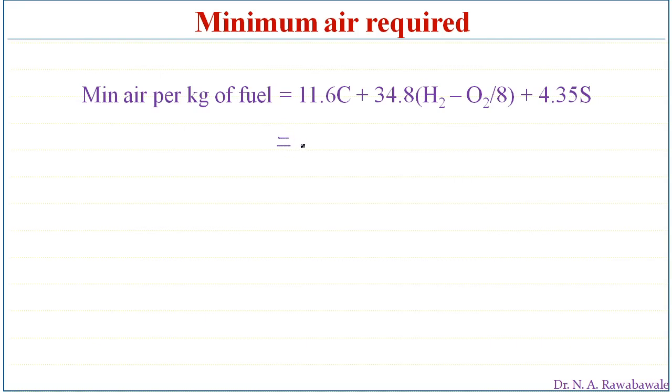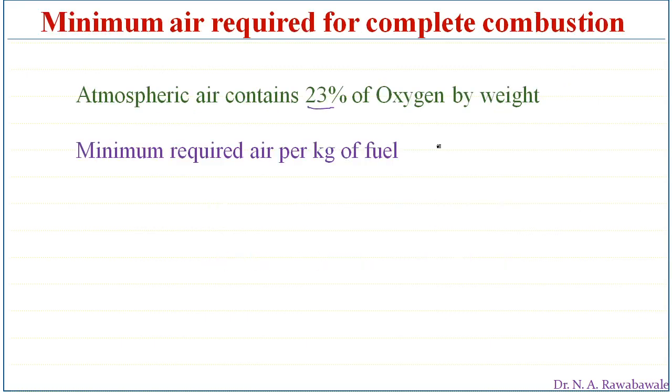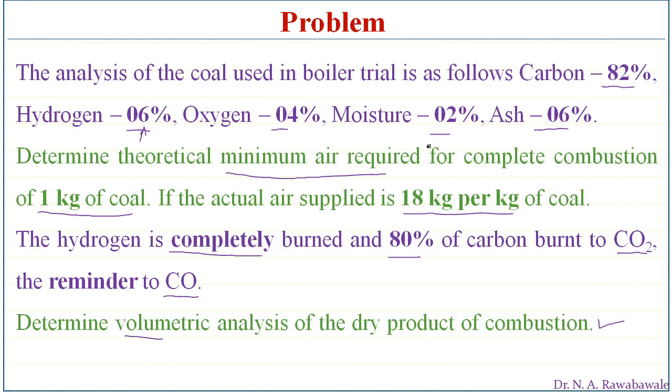The carbon percentage we know: 11.6 into 0.82 is carbon, plus 34.8 into the percentage of hydrogen. If we see in this problem, carbon is 82%, hydrogen is 6%, oxygen is 4%.